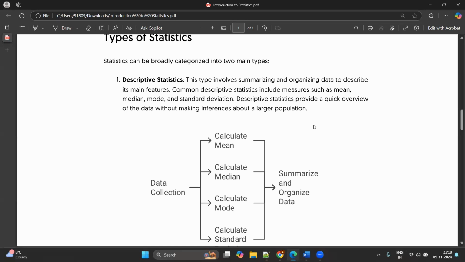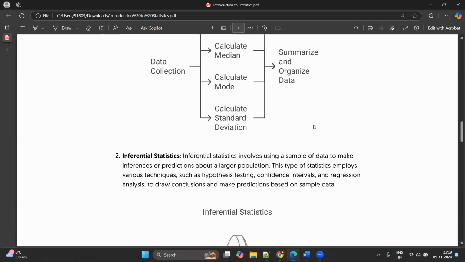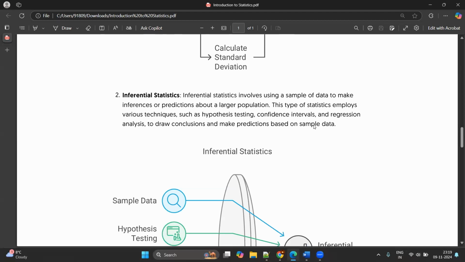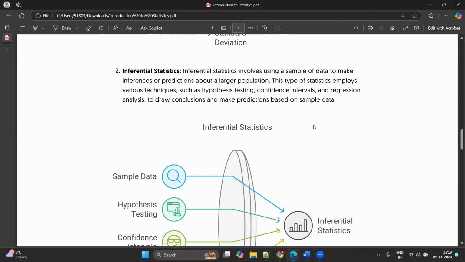Now, you have the data and also you know what this data actually tells us. Once the data has told us something, what are we going to do? By using the information or knowledge that we gathered from descriptive statistics, we are going to infer the future data. Inferential statistics involves using a sample of data to make inferences and predictions about the larger population.